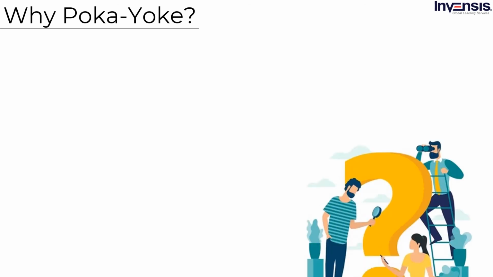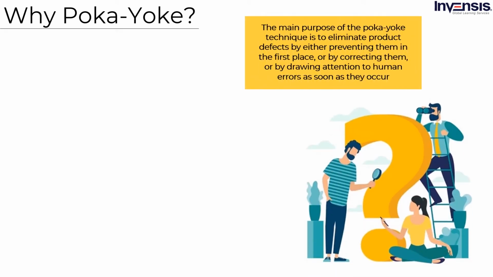Why choose Poka-Yoke? The main purpose of the Poka-Yoke technique is to eliminate product defects by either preventing them in the first place, or by correcting them, or by drawing attention to human errors as soon as they occur. In manufacturing, this means not accepting, creating, or allowing defects to move down the line. Poka-Yoke is a safeguard that prevents a process from proceeding to the next step until the proper conditions have been met in the present step. Thus it detects and prevents mistakes.